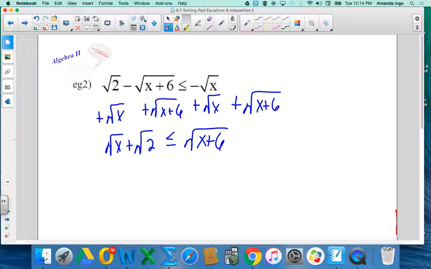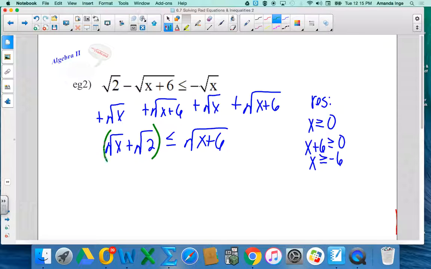The next question is, what about the restrictions? We actually have two variables under two separate radical signs. So the first one, x is greater than or equal to 0, or x plus 6 is greater than or equal to 0. So x is greater than or equal to -6. So the question is, which one of these are we going to use? We'll come back and talk about that in a minute. But the most restrictive. But let's look at it.